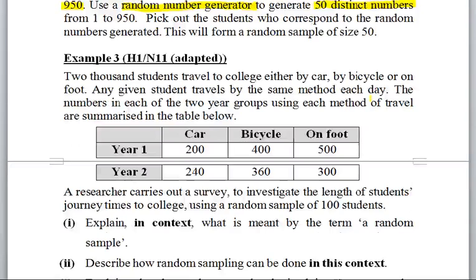Example 3, I didn't go through the S3 group, and then I ended just on time, so I don't think I should go through this. You read this on your own. Okay, read on your own.